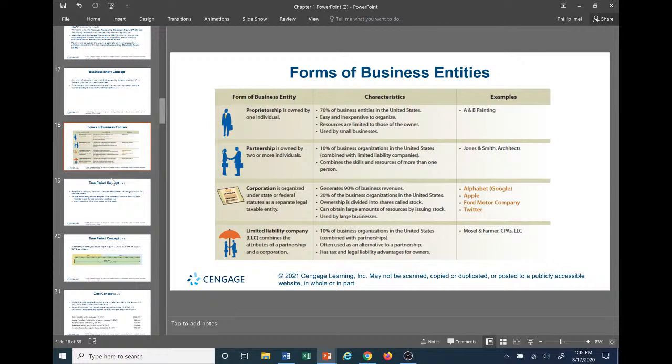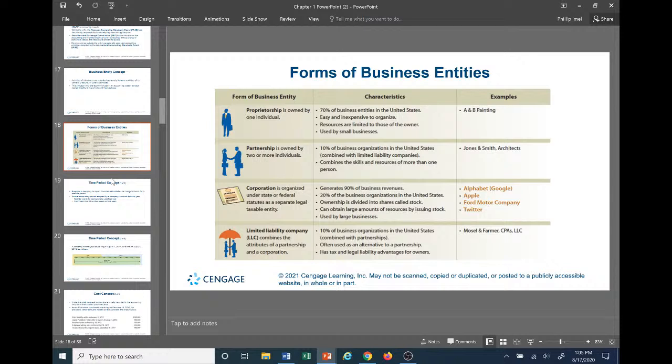It combines the skills and resources of more than one person. If you're looking to build a good firm, maybe one person's good at tax, another is good at audit, another is really good at internal controls. You bring in all these different personalities, professional skills, and attributes and make a more sound business. That's a good benefit of a partnership. A good example is Jones and Smith Architects. Many law firms and accounting firms operate as LLPs, limited liability partnerships. We'll get into that later as we move through the business acumen.